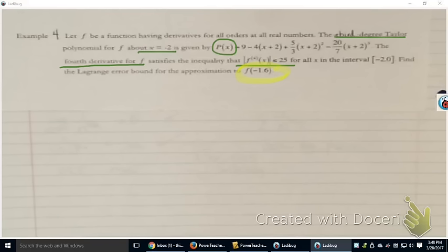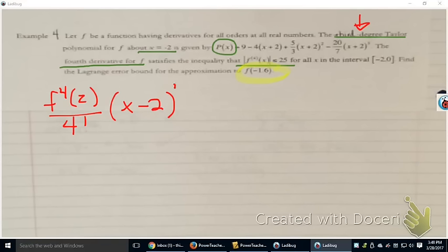Okay, so if I'm trying to find the Lagrange error form, I know that I started with the third degree polynomial. And so that means that I'm going to need the fourth derivative of z over 4 factorial times x minus 2 to the fourth. X minus negative 2, I'm sorry. So that should be x plus 2, since it was about x equals negative 2, since it was not around 0. That's why that's in parentheses there.